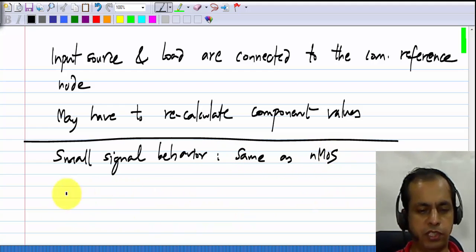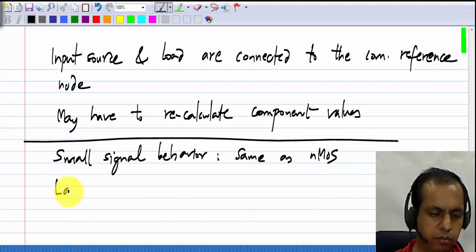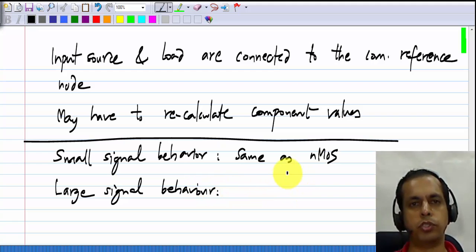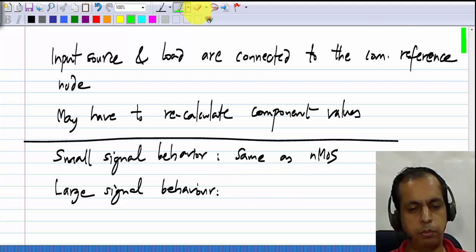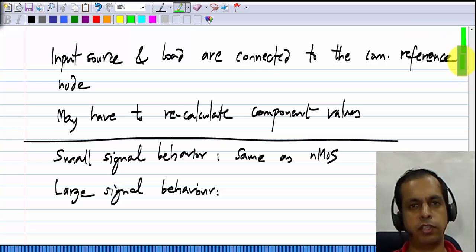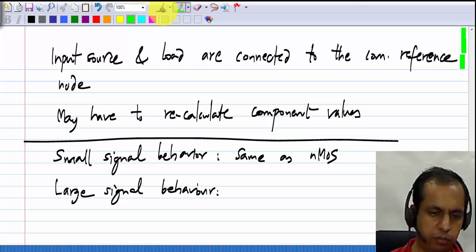What will be different is that large signal behavior will be different. And how is it different? The swing limits will be the opposite. That is, if the upper swing limit was caused by saturation in the NMOS circuit, it will be by cutoff in the PMOS circuit and so on. Okay.